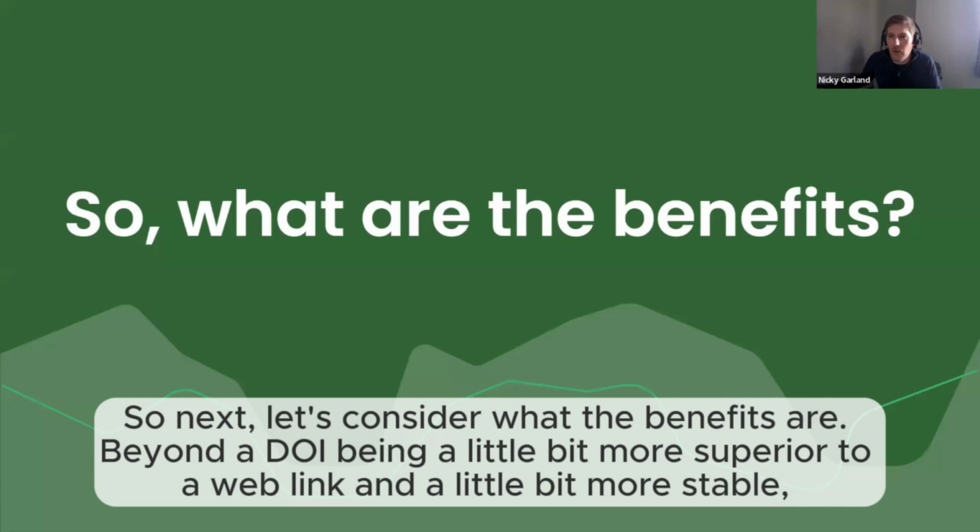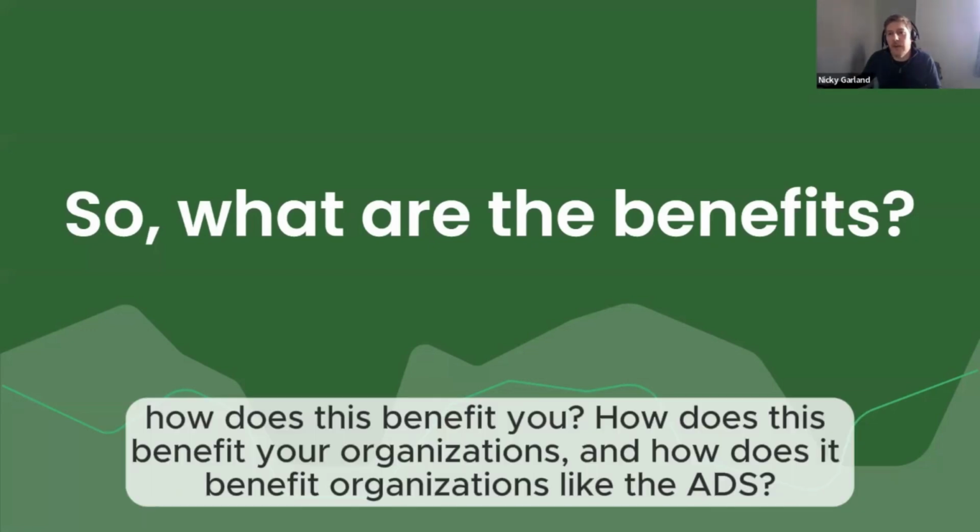So next, let's consider what the benefits are. Beyond a DOI being a little bit more superior to a web link and a little bit more stable, how does this benefit you? How does this benefit your organizations? And how does it benefit organizations like the ADS?